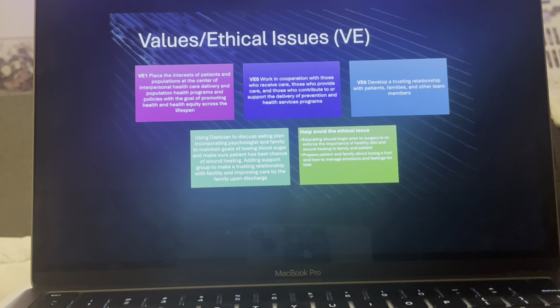And it's just very important to have a trusting relationship. Under roles and responsibilities, we use the knowledge of one's own role and other professions to accurately assess and address healthcare needs of Mr. Rivera and to promote and advance the health of populations. RR2, we need to recognize our skills and limitations.